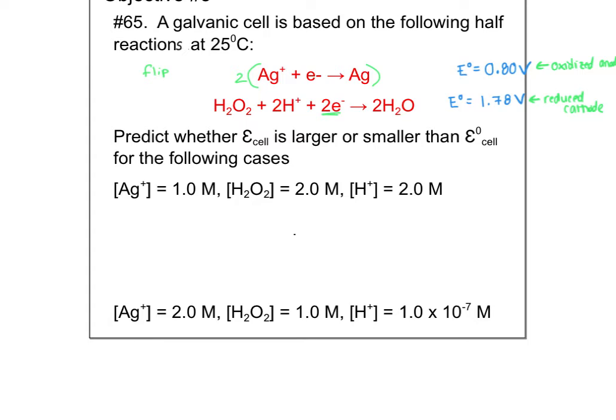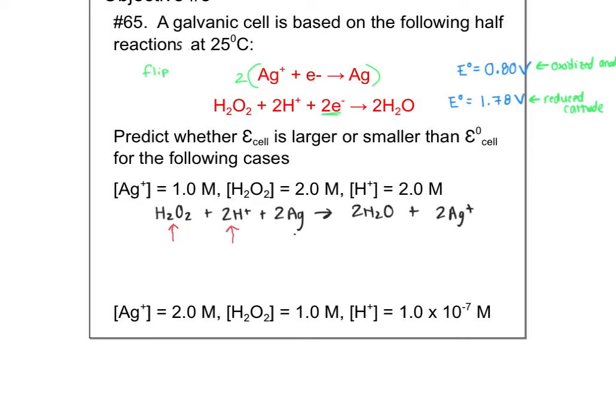I actually want that reaction again, so let's do this. H2O2 plus 2H plus 2Ag makes 2H2O plus 2Ag plus. So what they're doing here is we still have our Ag plus at the same 1 molar, that's standard, but they're increasing the concentration of the H2O2 and the H plus. So these are larger in concentration.